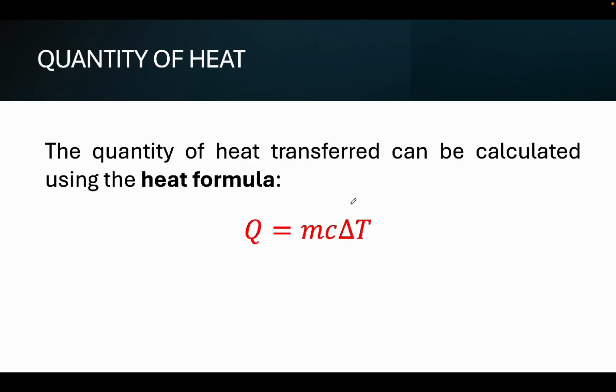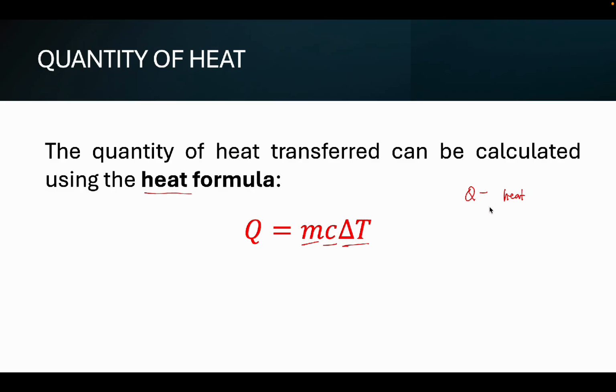Now, let's go to the formula for the quantity of heat. How can we calculate the amount of heat transferred from one system to another? We have here what we call the heat formula: Q, which stands for the heat, is equal to M times C times delta T. Now, what are these? Okay, Q stands for the heat or quantity of heat.